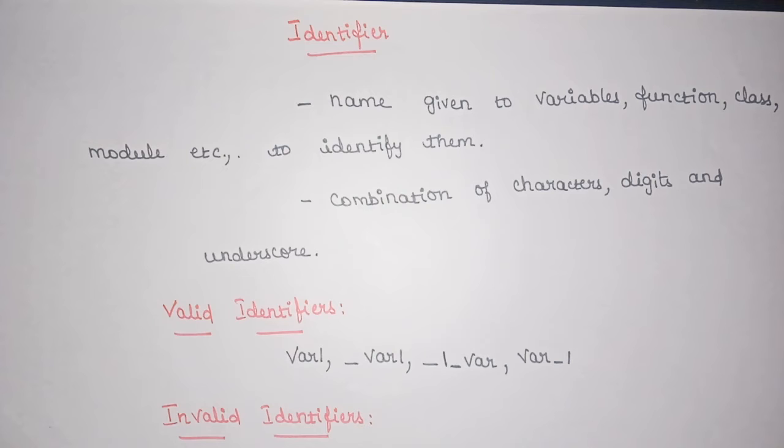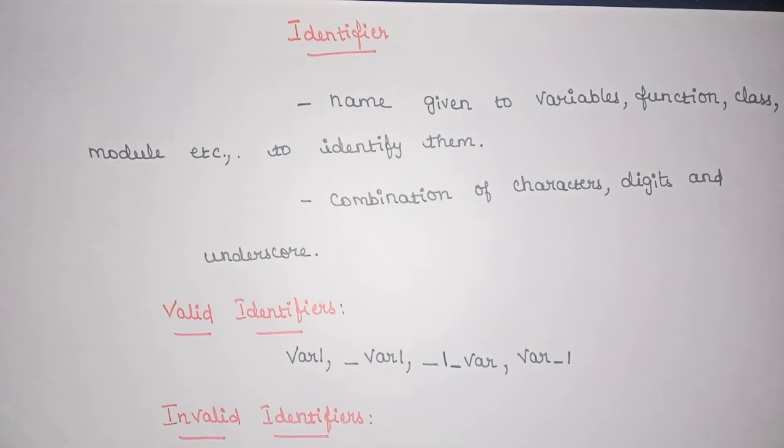There are certain rules to be followed when giving names to variables, functions, classes or modules. These rules are common, like in other programming languages. You have to follow a set of rules to name variables, functions or classes. The first rule is that the identifier name should always start with either an alphabet or an underscore symbol. It is allowed.